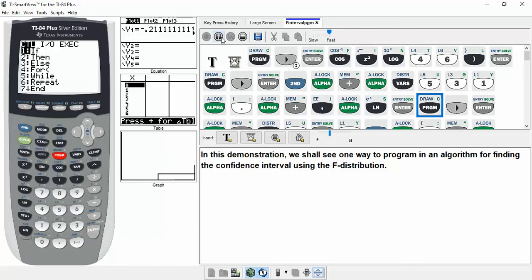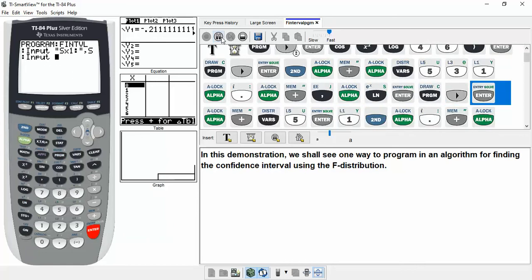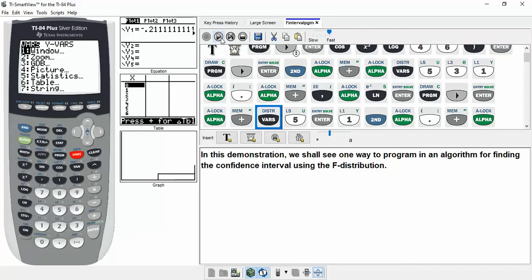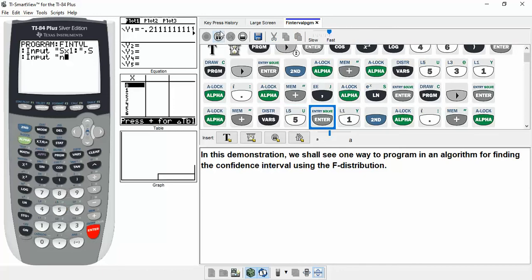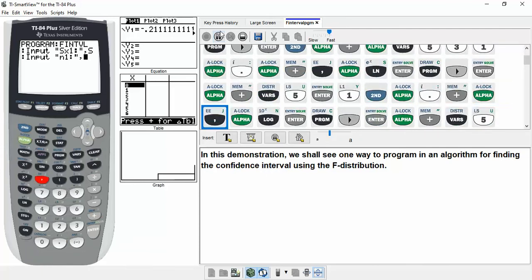Then I'm going to hit program, go to I/O, and input, double quotes. And then again, I'm going to hit VARS to bring up this menu, hit 5 for statistics, and select the first option, N, for the sample size. So I just hit enter, then I type in a 1 for the first group's sample size. And I do a colon, and then double quotes again, and I'm going to store this value as N.